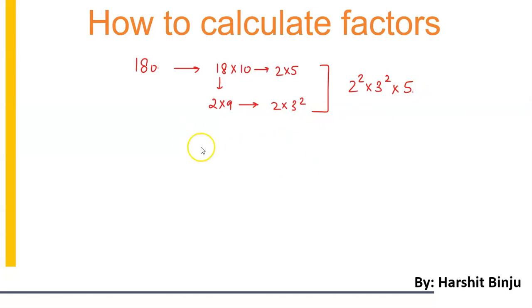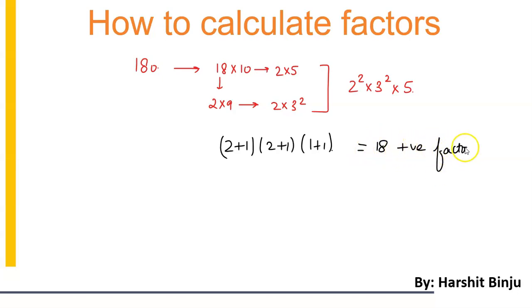Again, you can use the same formula: a plus 1 into b plus 1 into c plus 1. So that will be 2 plus 1 into 2 plus 1 into 1 plus 1. So that's 3 into 3, that's 9. 9 into 2, which is 18. So there will be a total of 18 positive factors. Similarly, you're going to have 18 negative factors.